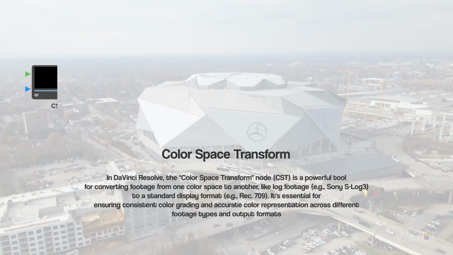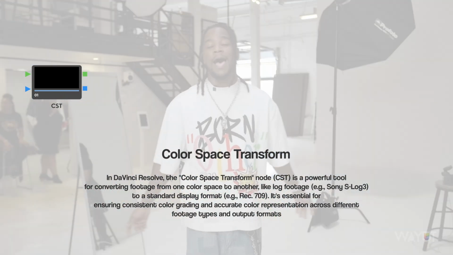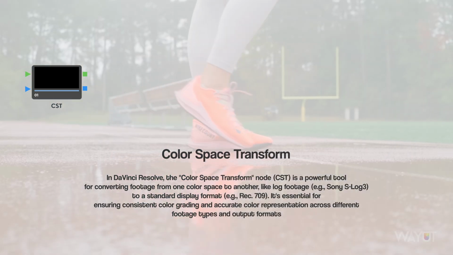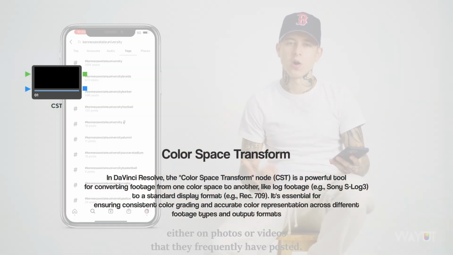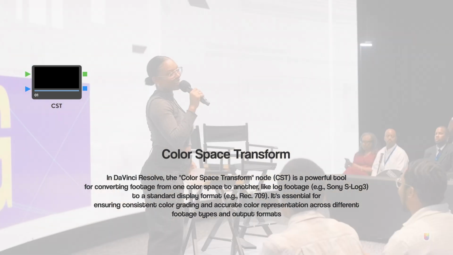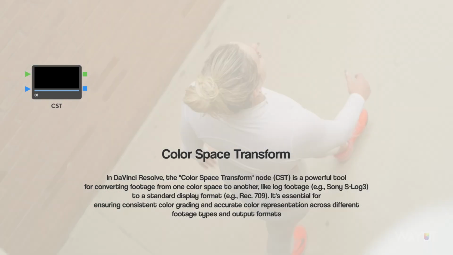Color space transform first. Why? Because when log footage is captured in a wide color gamut and dynamic range, it's not ideal for grading directly. When you apply a color space transform to convert it to Rec. 709 or a similar target space, this ensures your colors and your contrasts are displayed accurately. This step establishes a neutral baseline for corrections.